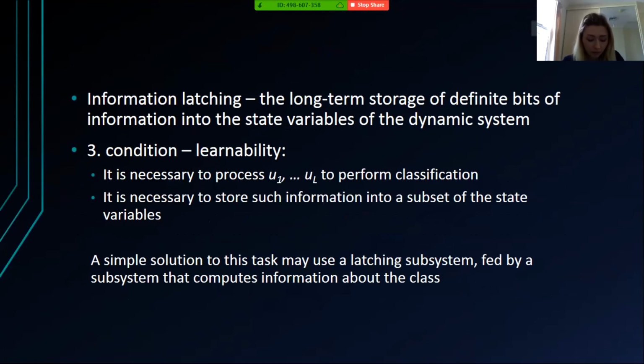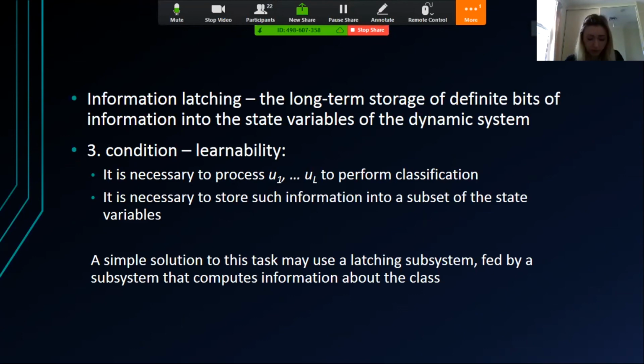And there are two computational aspects involved in this task. Firstly, it's necessary to process u1 to uL in order to perform classification. And secondly, it's necessary to store such information into a subset of state variables of the dynamic system for an arbitrary duration. And for this task, the computation of the class doesn't require accessing state variables. So these state variables that can store information don't need to affect the evolution of the other state variables. So a simple solution here would be a system that would have two subsystems. One would be the latching subsystem, and that one would be fed by a subsystem that can compute information about the class.